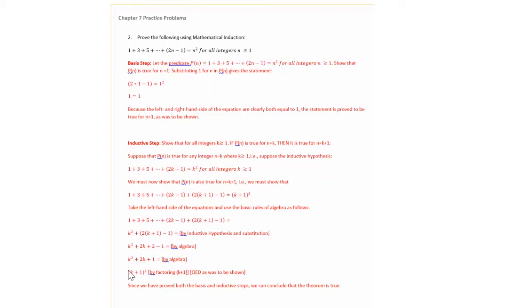Magically, as in all of these problems, the left-hand side of this equation and the right-hand side of the equation need to equal each other to prove that it's true. So we already had that expression k plus 1 squared on the right-hand side. Now we've proven the left-hand side has that same value. Since we've proven that both sides are equal, we were able to show the basis step work and the inductive step work. Therefore, we have proven that this is true.